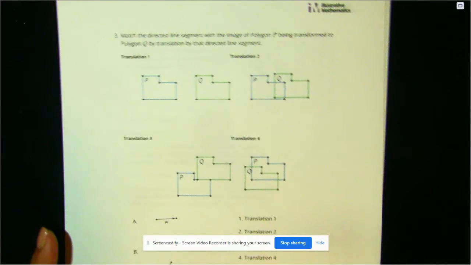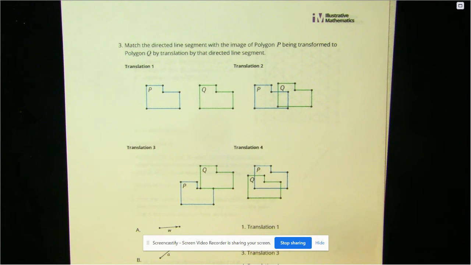All right, translations. Sorry, Miss Austin's a little slow on the uptake today. Match the directed line segment with the image of the polygon P being transformed to polygon Q by a translation by that directed line segment.